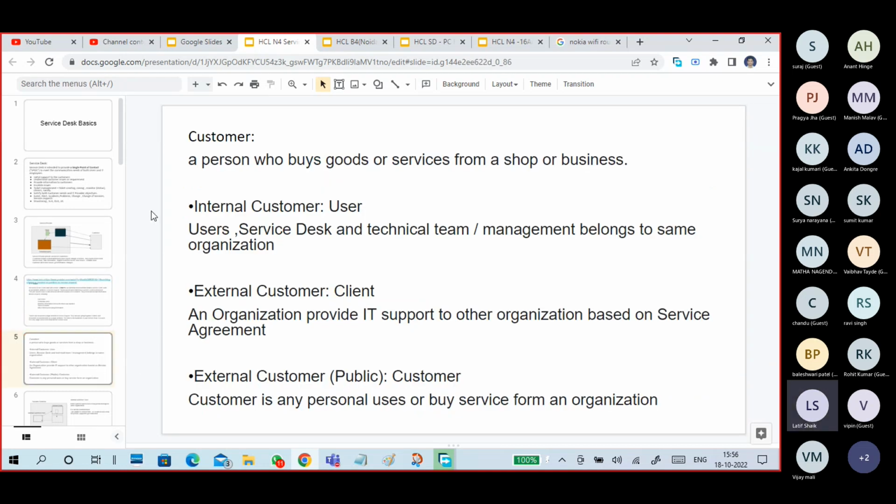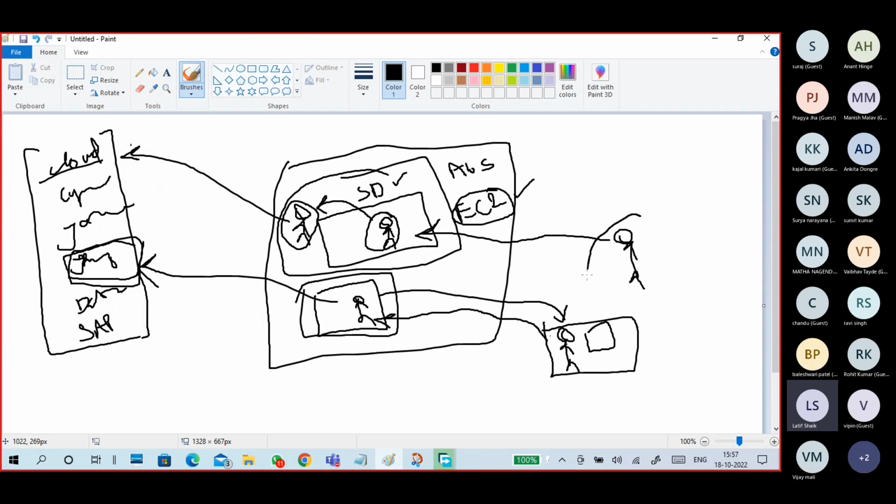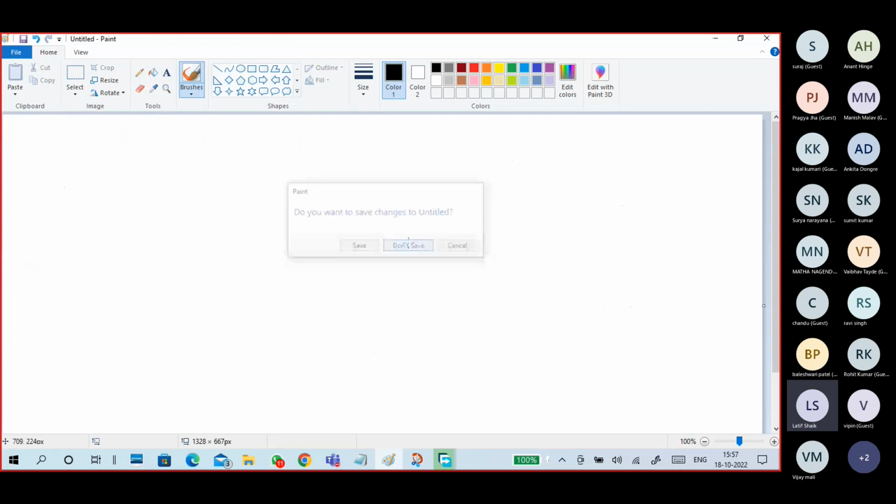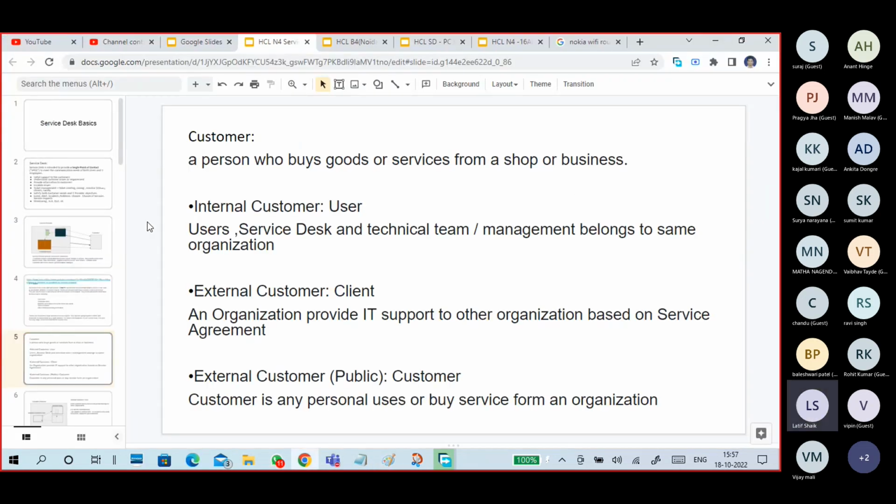Okay, guys, here it is. From the starting of the service desk, I'm telling about the customer. Generally I'm taking a public customer, for example internet. I have got a call and I will contact. But the customers are different from one kind of IT service to another kind of service. So we'll see the customer kind of stuff.